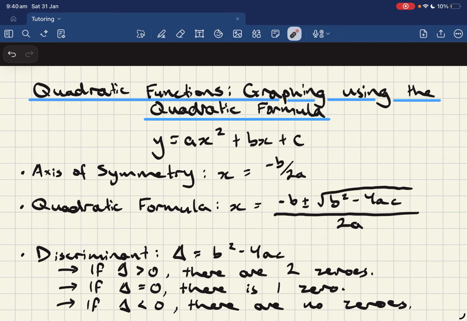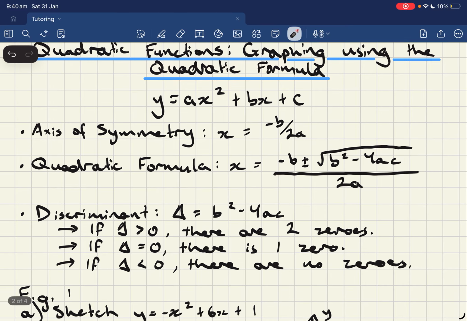If the discriminant equals 0, then this whole thing will be 0. So it doesn't really matter whether I do plus or minus, I'll only get one unique solution, because adding 0 to b or subtracting 0 from b doesn't actually change the result on this numerator. So we'll only get one x-intercept. And if the discriminant is less than 0, we're going to get a negative under the square root sign. So that's going to give us a math error. We're going to get no real solutions. So this is why we say there are no x-intercepts, no zeros.